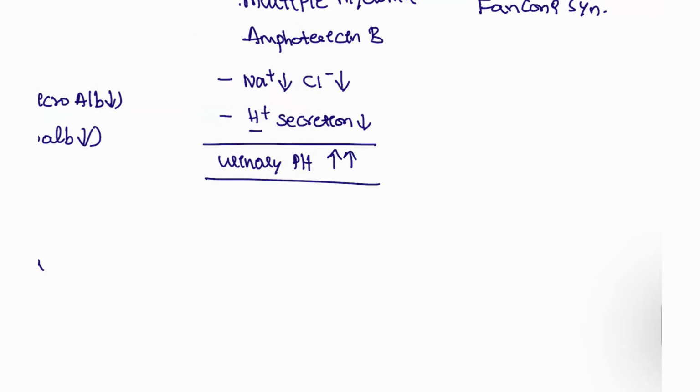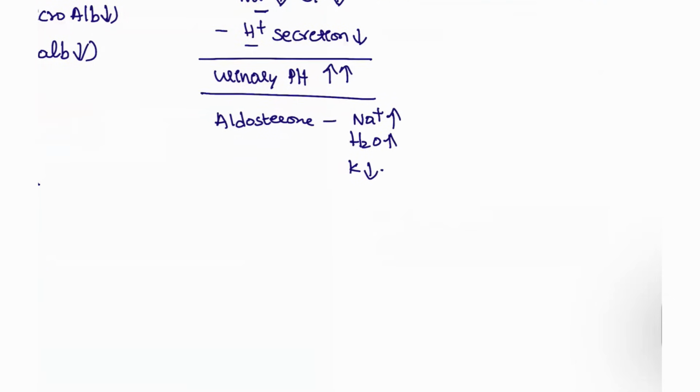And when the sodium is going out, what happens? It will trigger aldosterone. So aldosterone will start to increase sodium with water, so it will further decrease the potassium. So what you are going to see here is hypokalemia. This is also an important point for our examination.